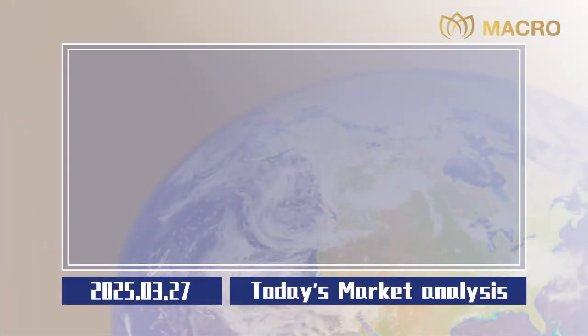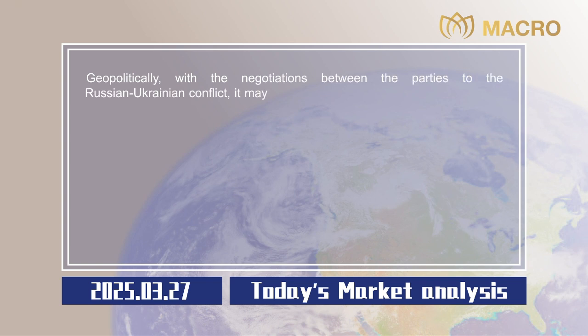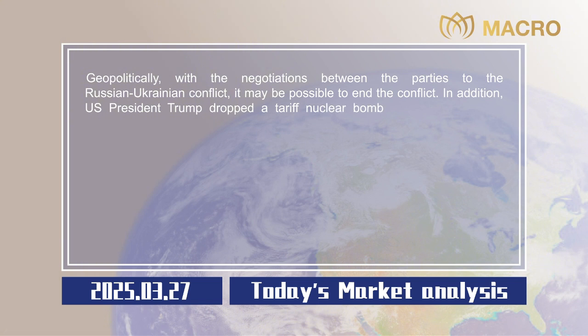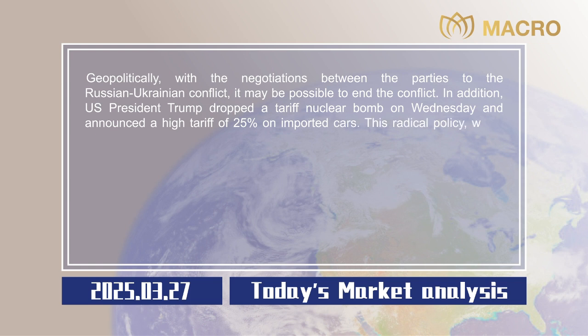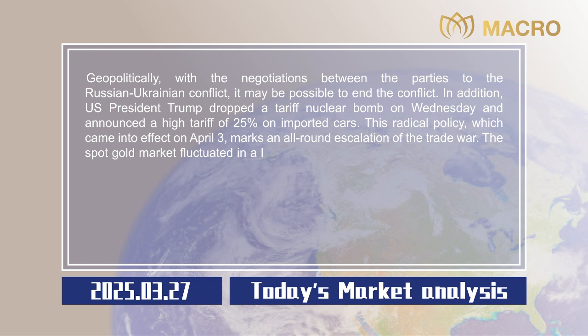Market analysis. Geopolitically, with the negotiations between the parties to the Russian-Ukrainian conflict, it may be possible to end the conflict. In addition, U.S. President Trump dropped a tariff nuclear bomb on Wednesday and announced a high tariff of 25% on imported cars. This radical policy, which came into effect on April 3rd, marks an all-round escalation of the trade war.